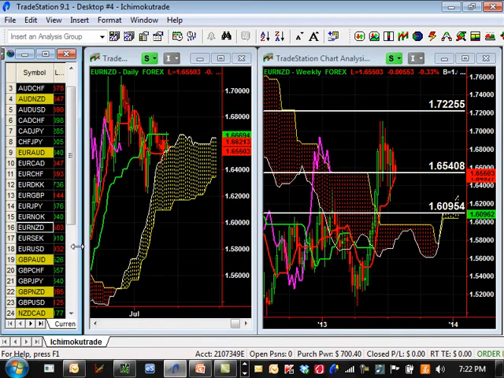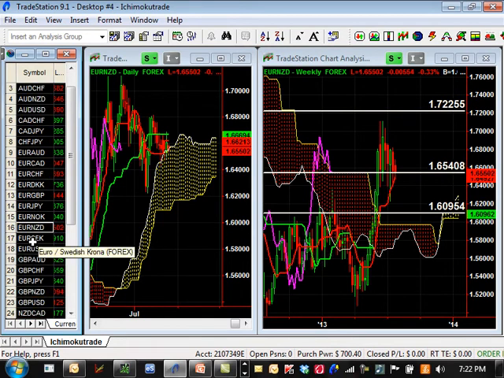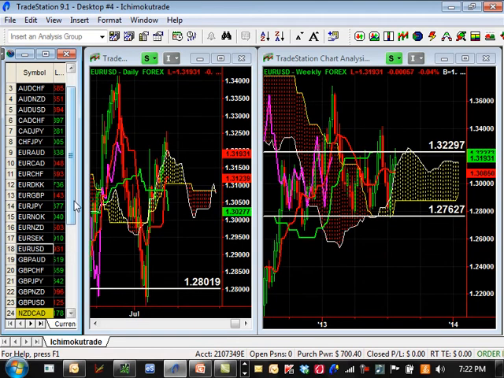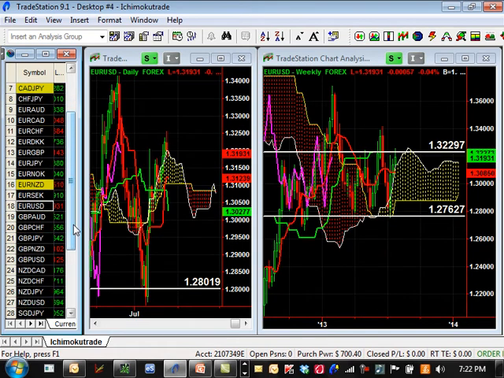Okay, Euro New Zealand, not really much doing anything here. It's had a major support, 65.40. Next resistance is going to be 72.25. Euro SEK, not really doing anything except ranging between 56.96 and 77.11. Euro USD, nothing really going except ranging between 27.62 and 32.29.